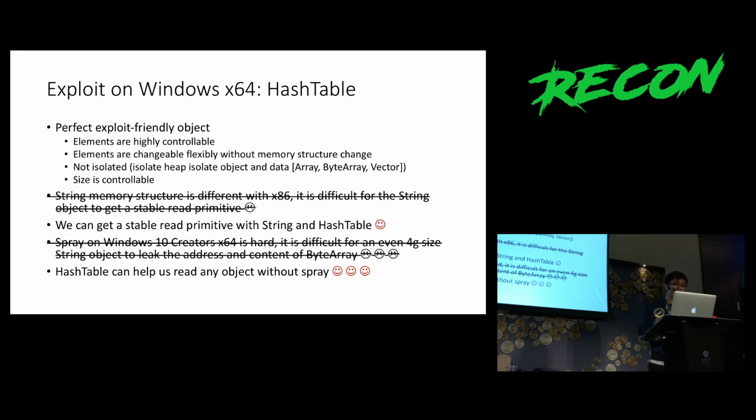It's a perfect exploit-friendly object. The elements are highly controllable. You can change the HashTable value without memory structure change. Most importantly, it is in the same isolated heap with almost all of the AS3 objects. So we can get a stable read primitive with string and HashTable. And HashTable can help us read any object without spraying. It's a very powerful capability on the x64 platform.